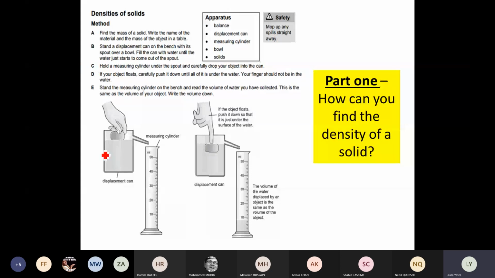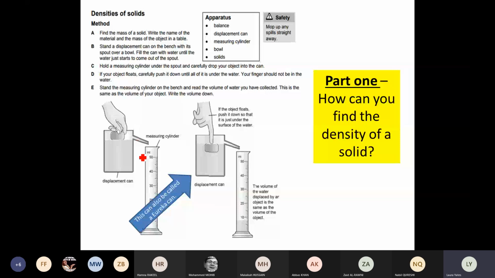You would then stand a displacement can, which can also be called a eureka can, on the bench with its spout over a bowl. You would then fill the can with water until the water just starts to come out of the spout. So if you have a look here, the water would be just at this level, just before it comes out of the spout.